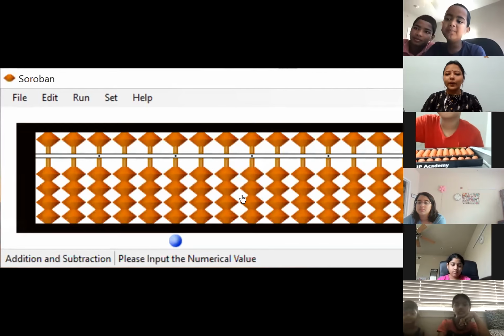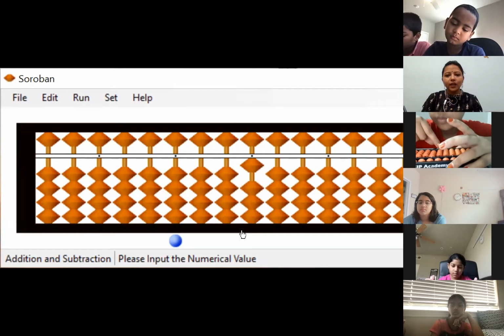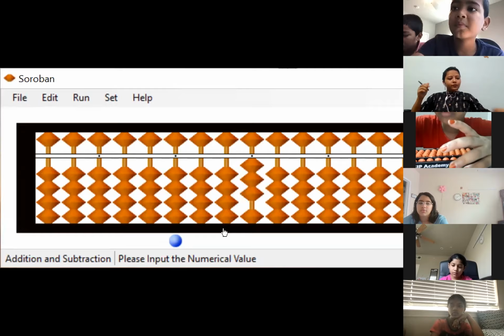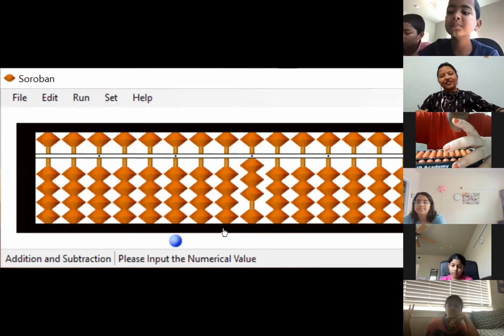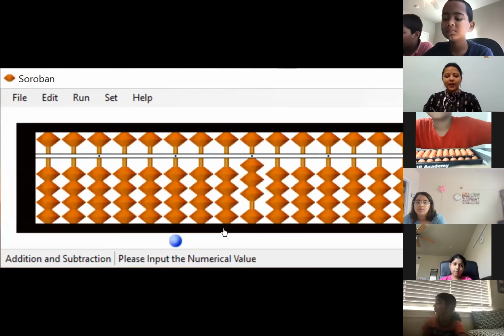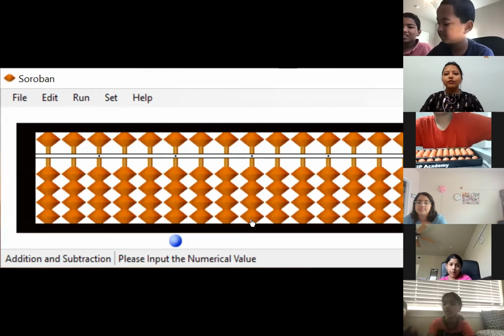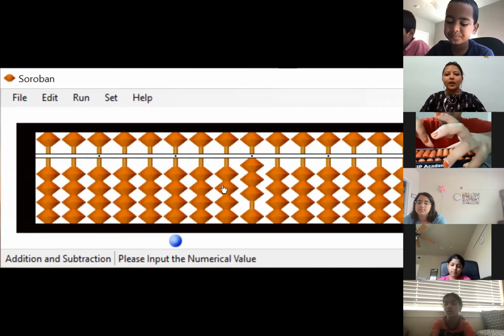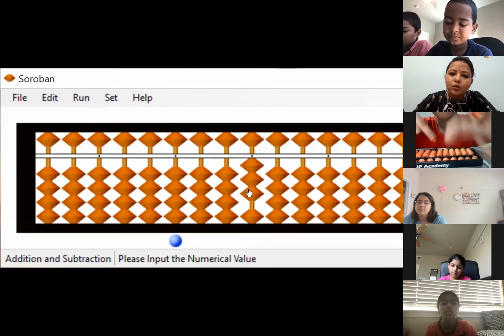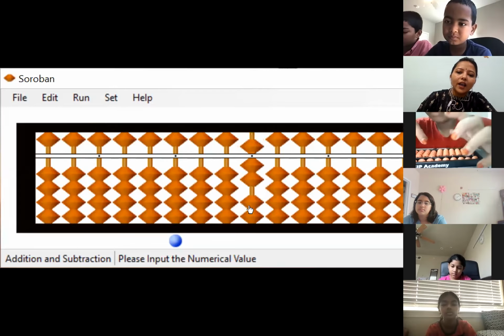2 plus 2 minus 3 plus 1 plus 1. What is the answer? 3. Very good. Okay, let's do the next question. 4 minus 1 minus 1 plus 5 plus 1. Answer? 8.